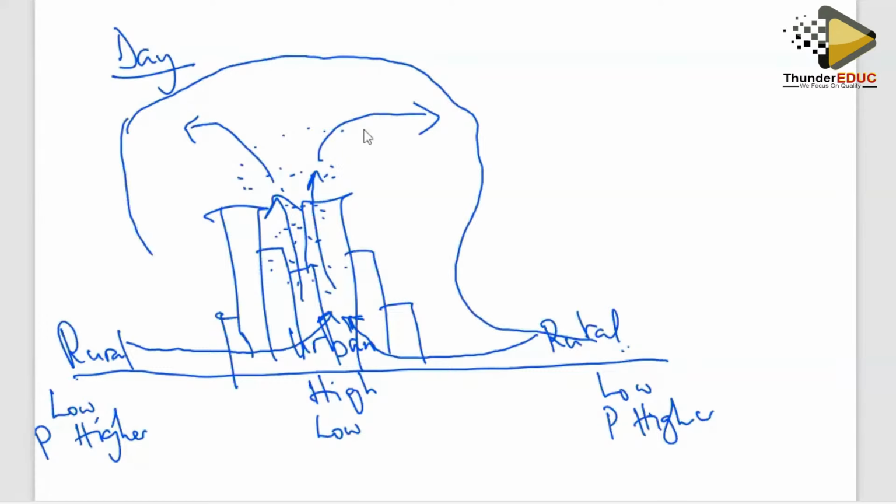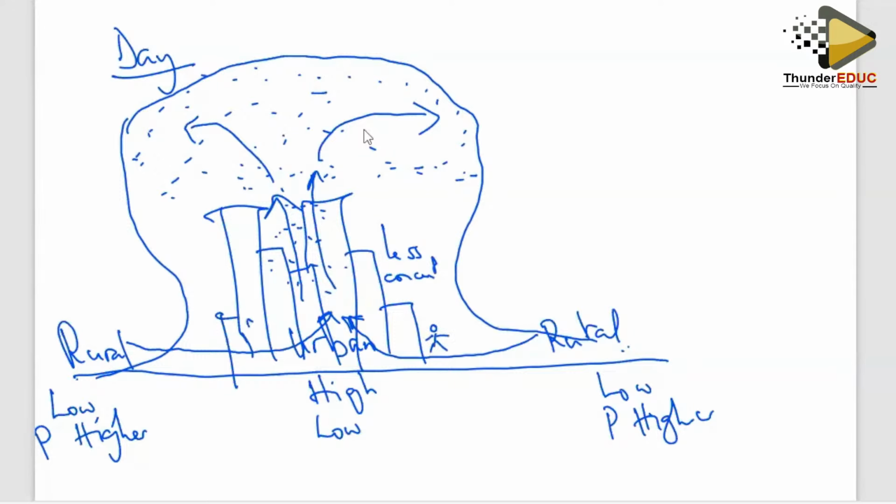This is the shape of the pollution dome. Pollutants are up in the atmosphere. They will be lifted by convection currents, which will be taking place during the day. So during the day, there's less concentration over the urban area. Remember, people are just here. They are not very much affected because the pollutants are up in the atmosphere. They've been lifted by the convection currents. That is the day situation.